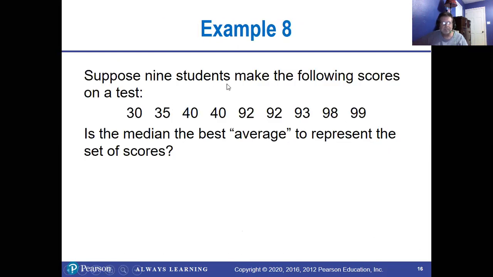Suppose 9 students make the following scores on the test: 30, 35, 40, 40, 92, 92, 93, 98, 99. Is the median the best? There are 9 scores, so where's the median? It should be at the 92, right? If the median is at the 92, does that represent the scores in this set? Well, that's an A, right?